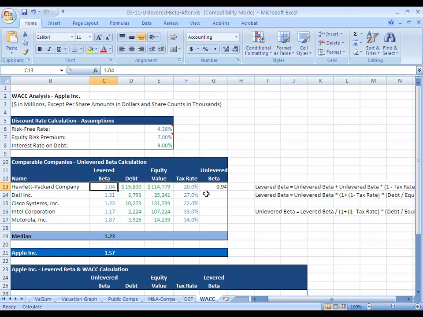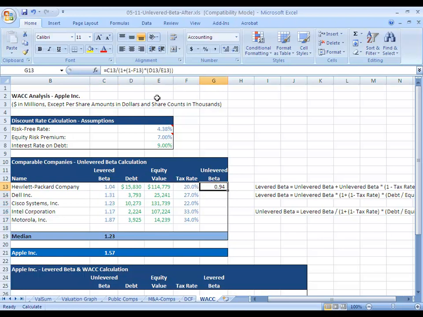The levered beta is always going to be equal to or greater than the unlevered beta because, again, debt always adds to the risk of a company. So all else being equal, levered beta is always going to be equal to or greater than unlevered beta. So this formula makes intuitive sense.